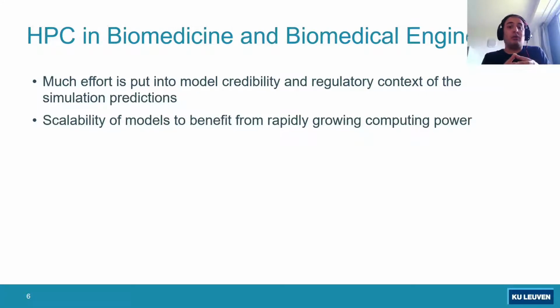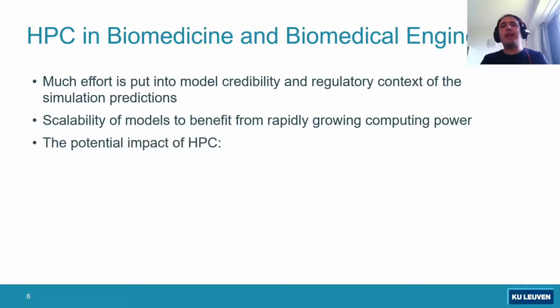And while it definitely has a high gain for the field, and as you will see in the other presentations of this session, there are great examples that have employed HPC techniques to simulate larger scales and to simulate things that mimic the physics of the real world much better. But generally speaking, scalability of models and high performance computing has gained much less attention in this field.